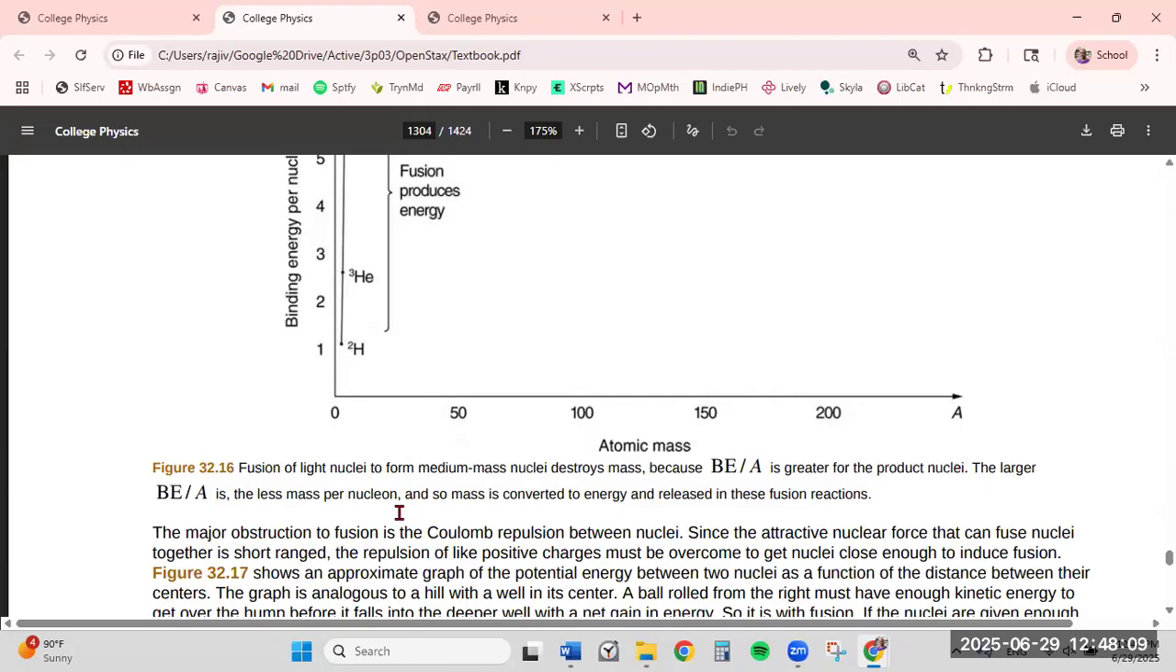So where does this energy come from? It's taken away from some of the mass. So you have smaller mass as you go up on this graph. And so what happens is some of the mass is being converted to energy. And part of that energy is released in these fusion reactions. So when some lighter nuclei merge to give you a heavier nucleus, there is energy that's released. So it's an exothermic reaction.